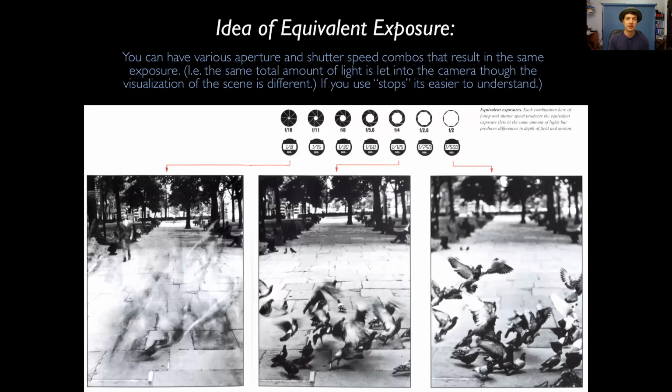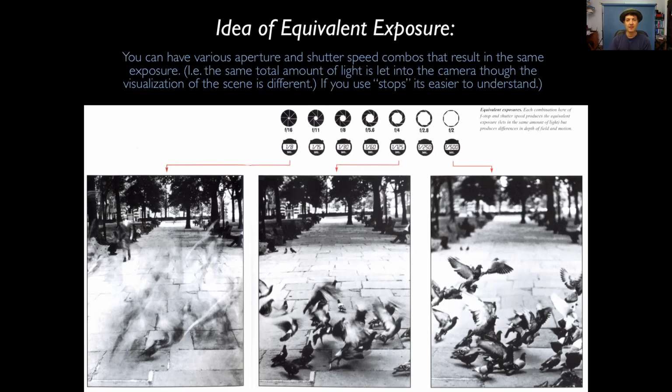So here's the idea of equivalent exposure. You can have various aperture and shutter speed combinations that result in the same exposure, i.e. the same total amount of light is let into the camera, though the visualization of the scene is different. If you use stops, it's easier to understand.